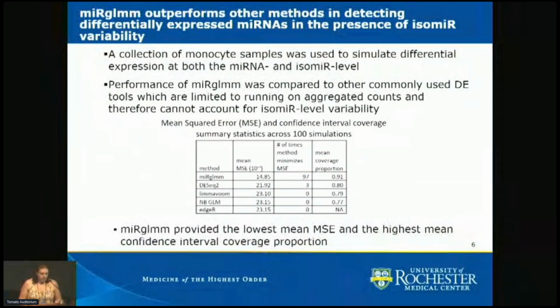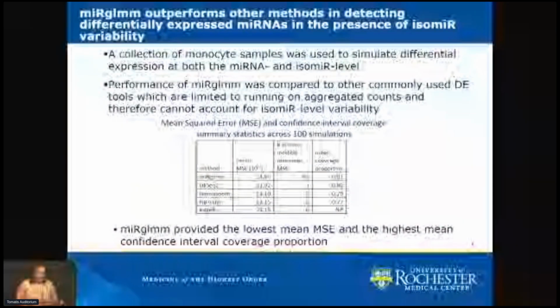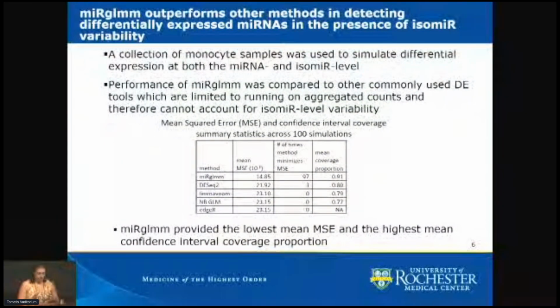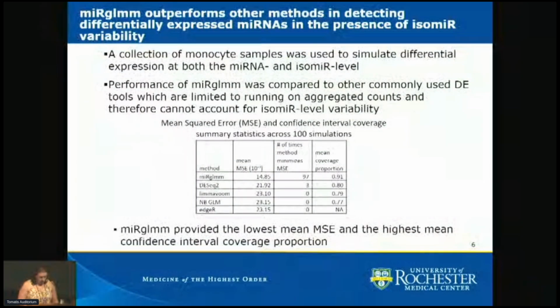In order to assess the performance of miRglmm, we wanted to compare it to other commonly used differential expression tools that are limited to running on aggregated counts and cannot account for any sort of isomiR level variability. We did this in a collection of monocyte samples. We took a homogeneous starting sample set and simulated differential expression at both the microRNA and the isomiR level. We picked a set of microRNA that we upregulated and a set that we downregulated. So we had a truth, and we used MSE, mean squared error, and confidence interval coverage to compare to this truth. This was done across 100 simulations.